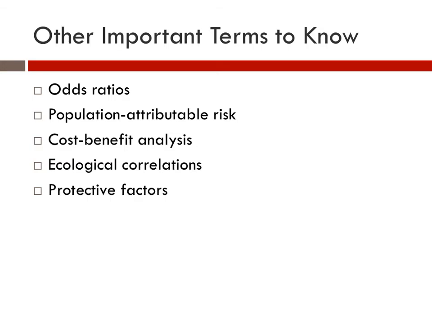Other important terms that you should know are things like odds ratios, population attributable risk, cost benefit analysis, ecological correlations, and protective factors. Again, these terms you'll learn more deeply in epidemiology, but these are some of the basic terms that you should know for this class. And protective factors, you think about it, you identify the causes associated with the disease, but what could be some of the protective factors that are related to the health issue as well? It could be social support. It could be living in an environment that fosters exercise and healthy eating, for example. So these are protective factors.